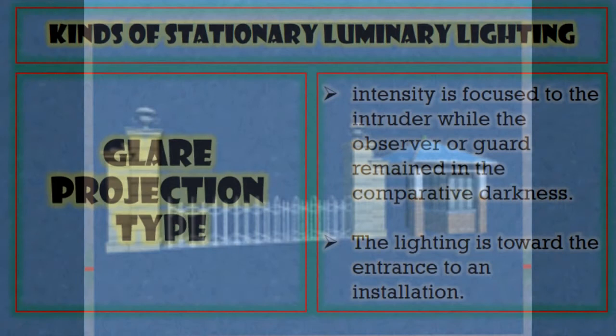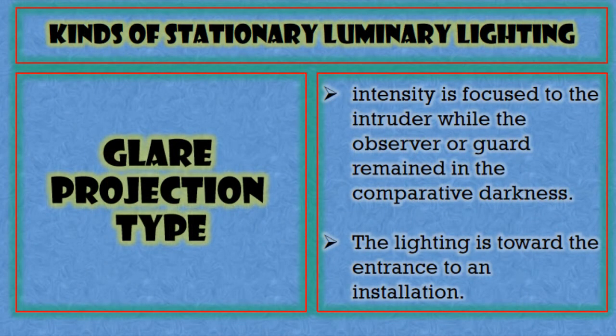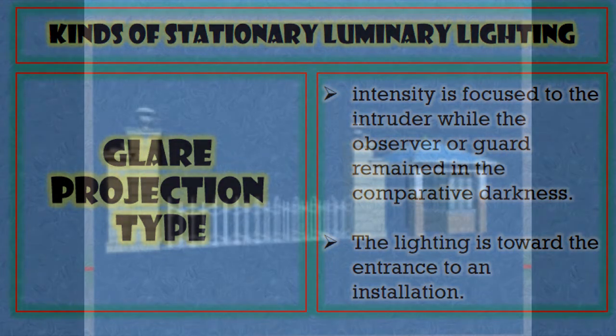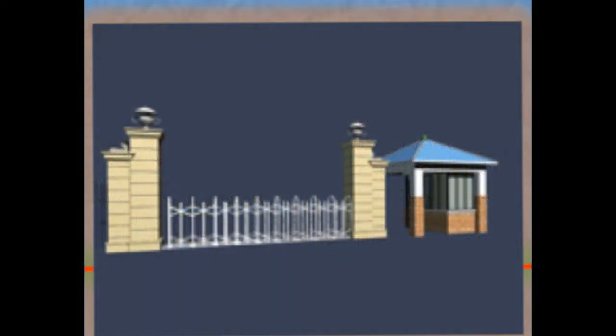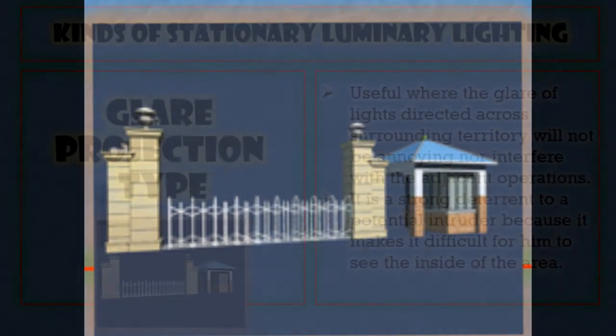So yun, yung focus ng lighting natin is nakafocus dun sa may bandang intruder or dun sa point of entry, okay? And then the guard or the area wherein the guard is posted or located, it is dark, okay? It remained in comparative darkness. So, anong advantage nun? Di ba? Hindi ma-observe or hindi malalaman or hindi makikita agad ng intruder kung nasaan yung guard. So, yan yung advantage ng glare projection type of lighting.